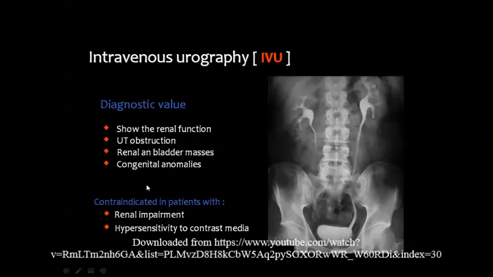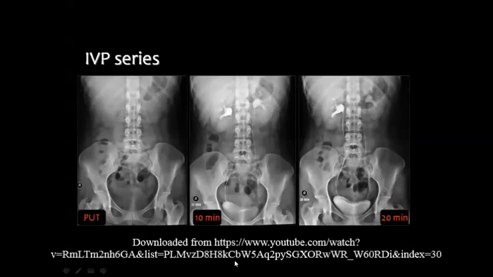Two main obstacles against this technique are renal impairment, where we cannot inject contrast material, and the second one is major hypersensitivity to contrast media, and this is also an obstacle.